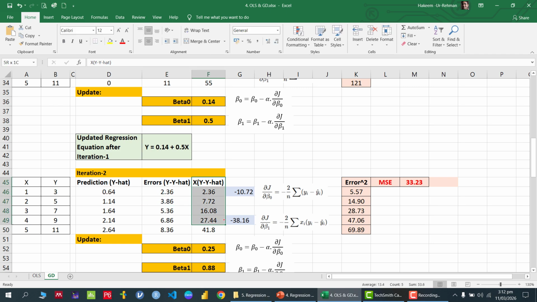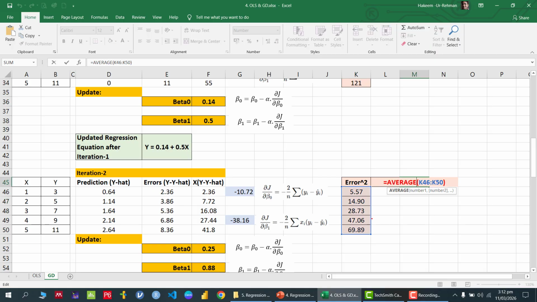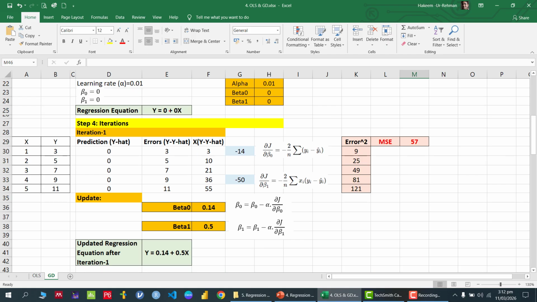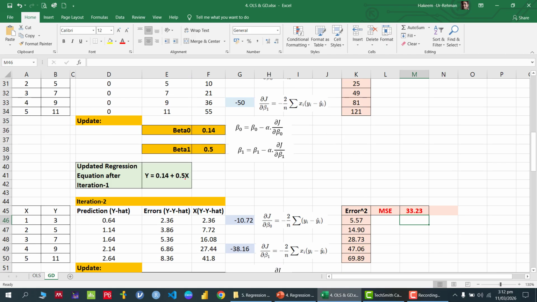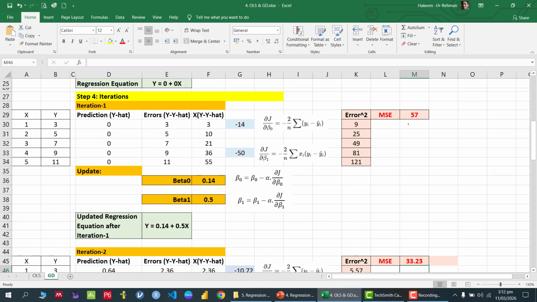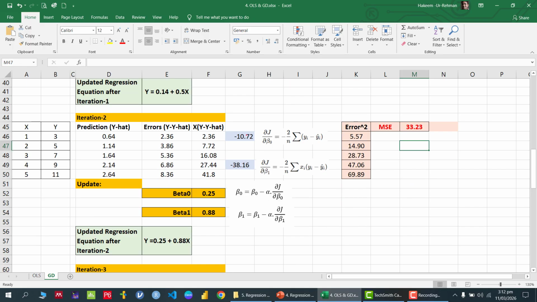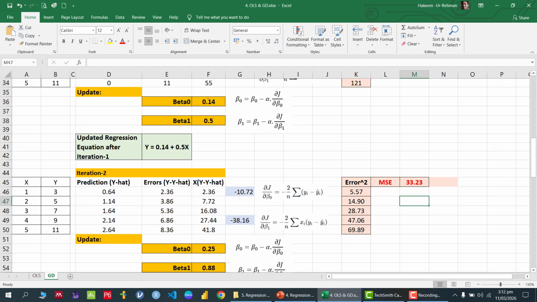Before I explain this part, let me calculate the mean square error. We are taking the square of this one, and then taking the average of this error square, so we get the mean square error. If you can see, when our betas shifted from zeros to 0.14 and 0.50, our mean square error is reduced from 57 to 33.23. So now let me calculate the gradients in order to update these parameter values, so that beta naught is further improved.